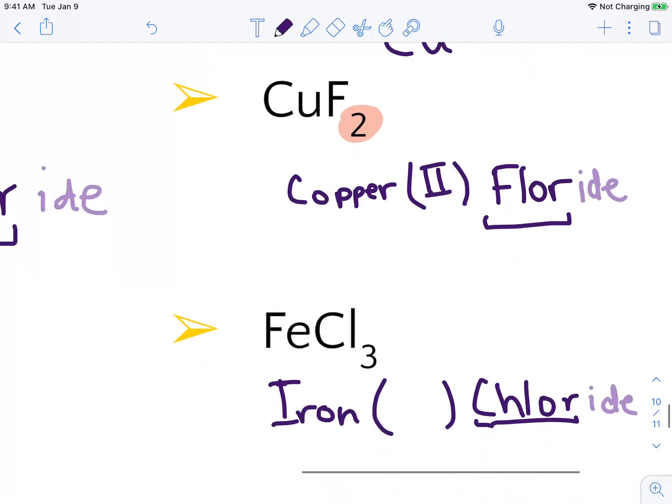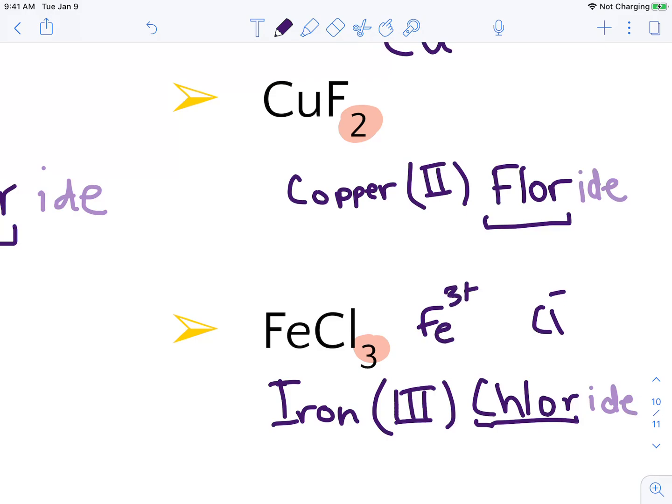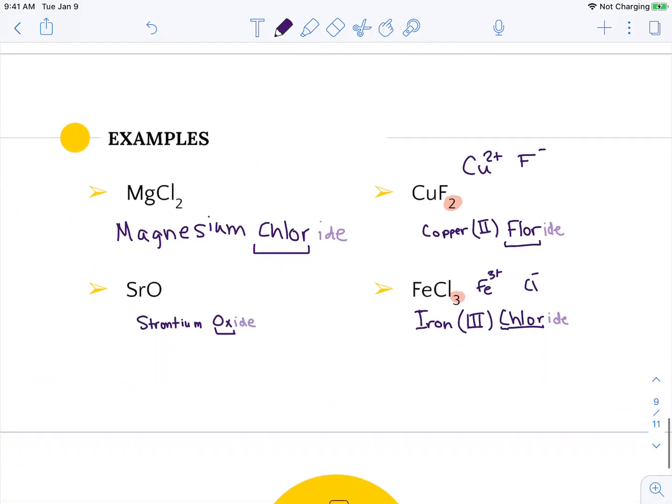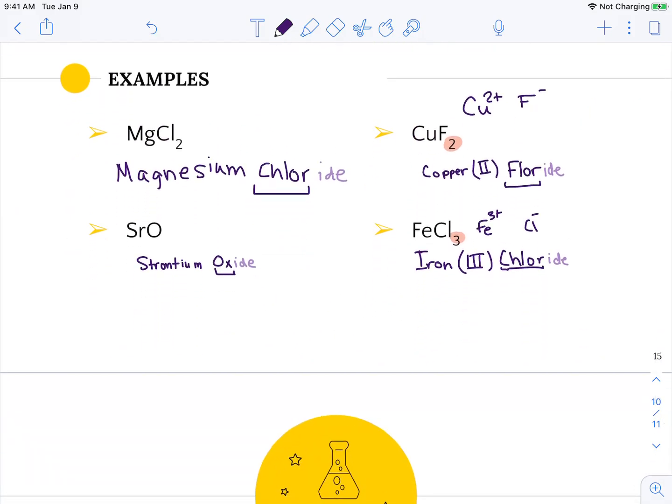Okay, same thing with this chlorine. Chlorine is a halogen, so chlorine would have had a negative charge. But you see that there are 3 chlorines needed for every 1 iron, which means that iron must have had a positive 3 charge. So there you have it. If you have questions, make sure you write them down so we can talk about them in class.